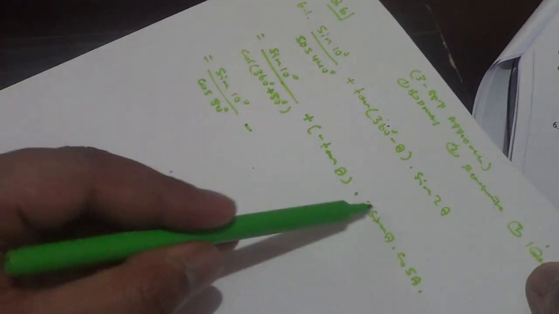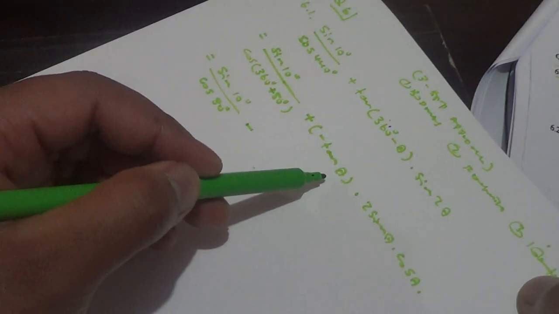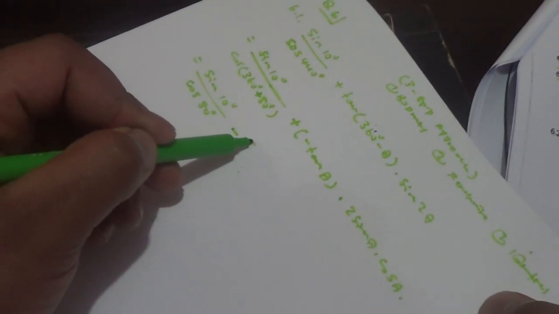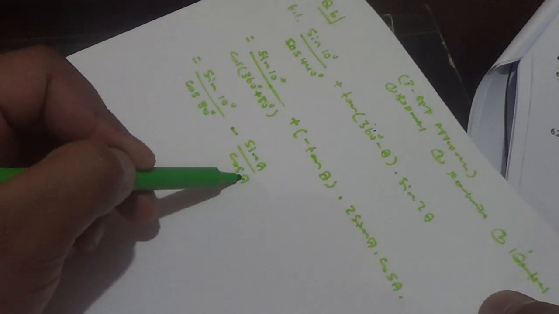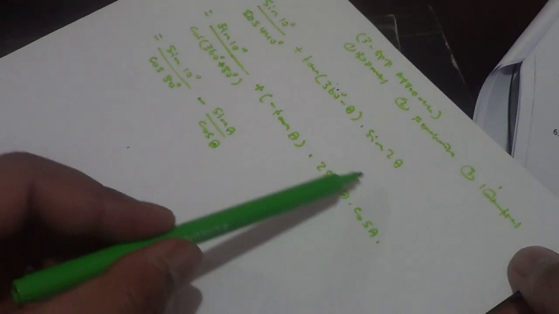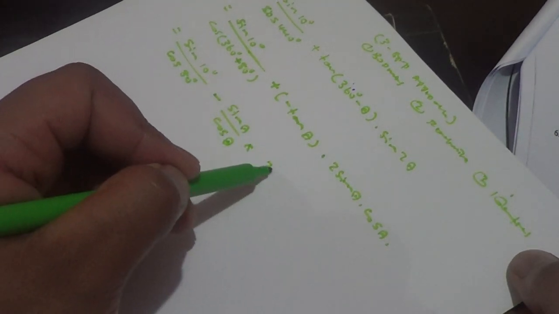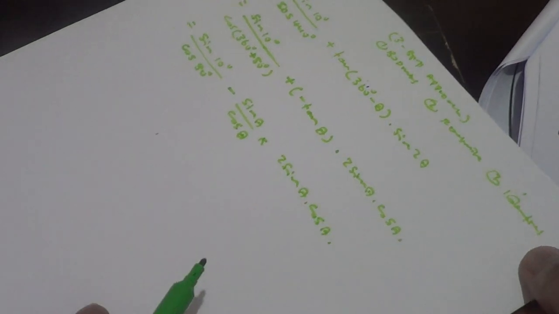Now tan of theta, can we do anything about tan of theta? Yes. The tan identity, step 3, says we have here sine of theta over cos theta. Why am I doing it now? Because I know there's something to do with this one. So we're multiplying with 2 sine theta cos theta.